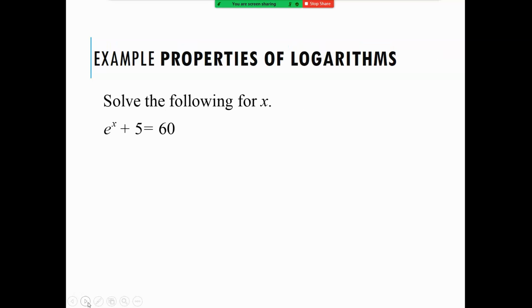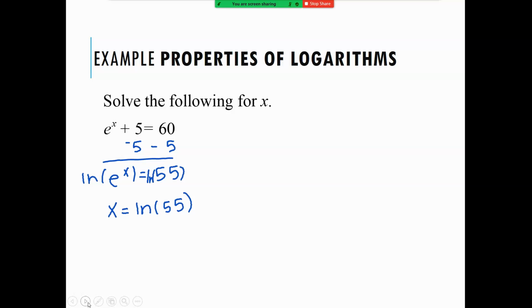Solve the following for x. You have e to the x plus 5 equals 60. In order to ln both sides, you need to isolate the e to the x. So we're going to first subtract 5 from both sides. So I get e to the x equals 55. Then we're going to ln both sides, and we get x equals the natural log of 55, which again is approximately 4.007.